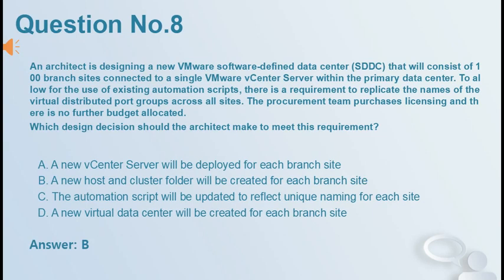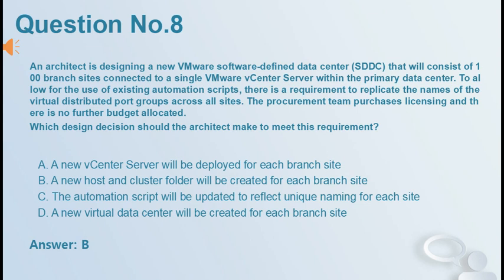An architect is designing a new VMware software-defined data center, SDDC, that will consist of 100 branch sites connected to a single VMware vCenter Server within the primary data center. To allow for the use of existing automation scripts, there is a requirement to replicate the names of the virtual distributed port groups across all sites. The procurement team purchases licensing and there is no further budget allocated. Which design decision should the architect make to meet this requirement?